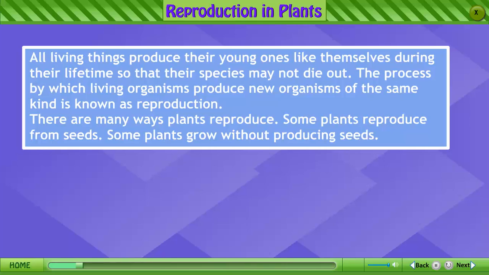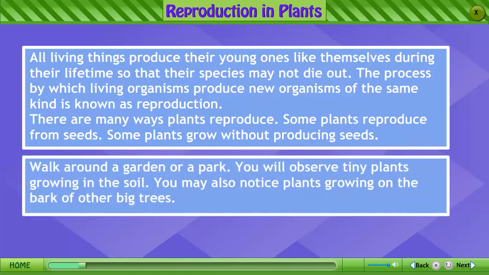Some plants reproduce from seeds. Some plants grow without producing seeds. Walk around a garden or a park. You will observe tiny plants growing in the soil. You may also notice plants growing on the bark of other big trees.